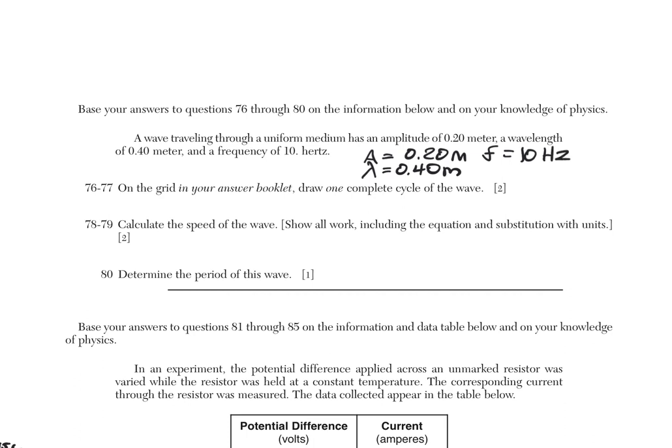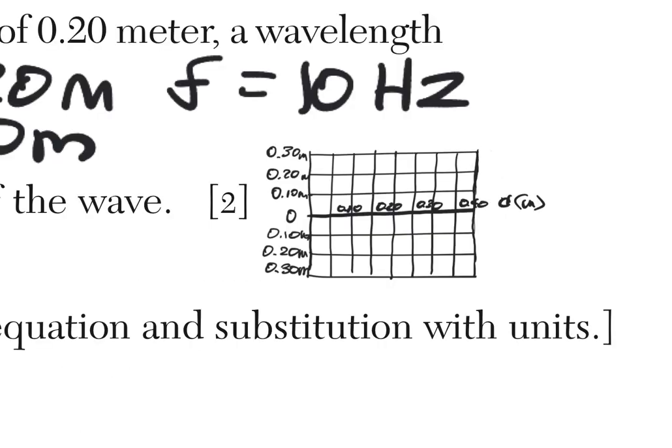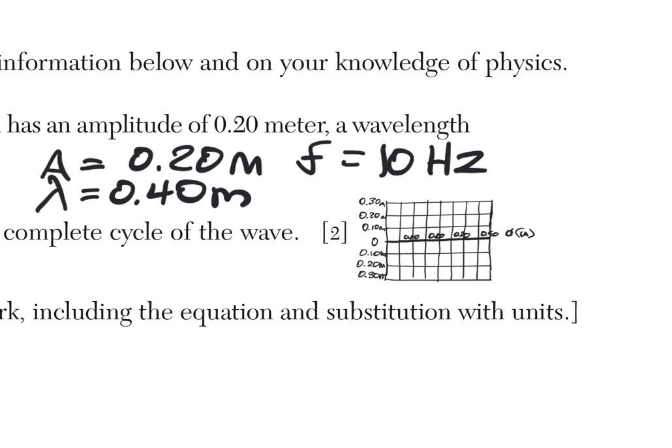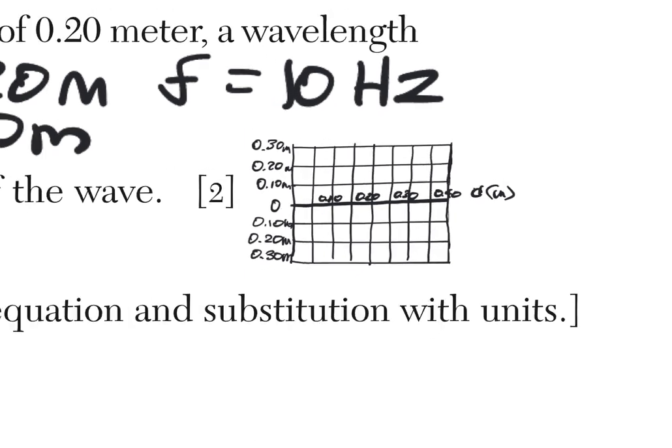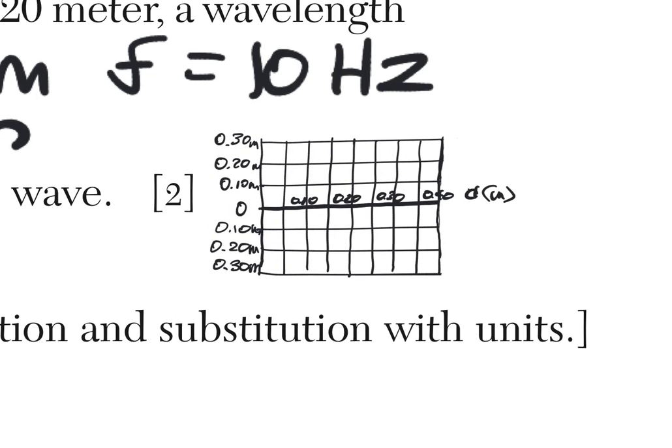On your grid in your answer booklet, draw one complete cycle of the wave. I don't have the answer booklet right here, but I can imagine what it looks like. Grid's going to look something like that, and you want to draw one cycle. So the wavelength is 0.4 meters, and so I have 0.4 meters drawn out here. The amplitude is 0.2, so I want it to go up to there, and then the other half will go down to 0.2, and then complete in 0.4. So the full cycle is 0.4 meters long, and then the amplitude goes up to 0.2.